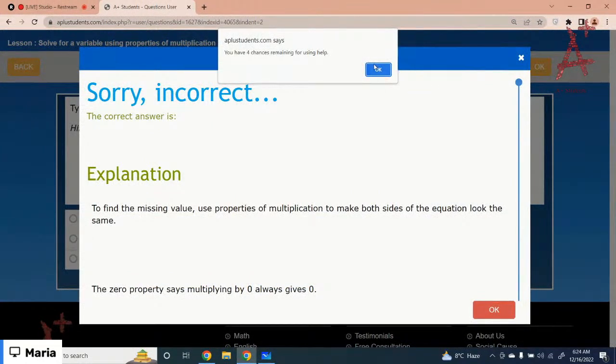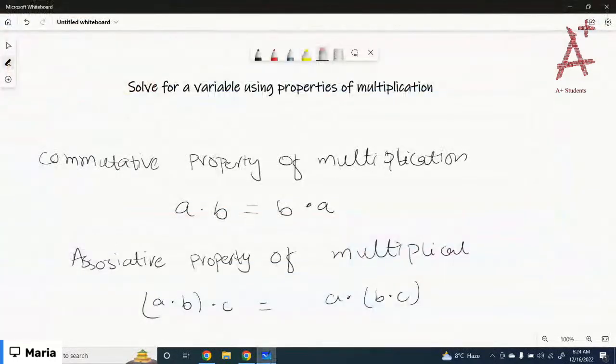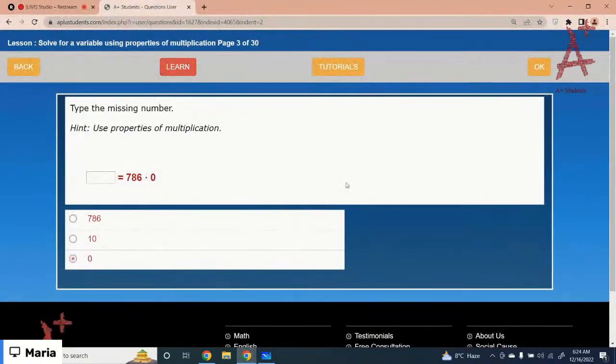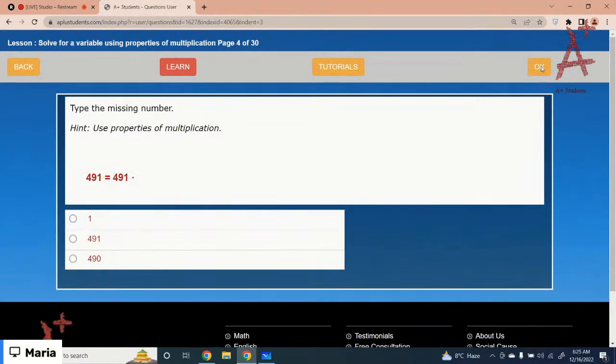Got it? Zero property means multiplying any number by zero gives zero. That property name is the zero property. Got it? Any number multiplying zero equals zero. Got it? Please remember the names of the properties also, because the important thing here is the properties. Got it? Okay. Type the missing number.